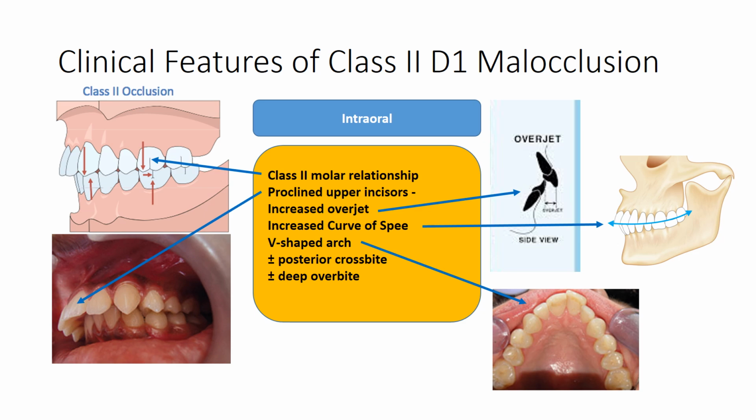Now, the intraoral features: we have a class 2 molar relationship. The upper incisors are proclined, leading to an increased overjet, an increased curve of Spee, and a V-shaped arch. There may be a posterior crossbite, and there may be a very deep overbite.